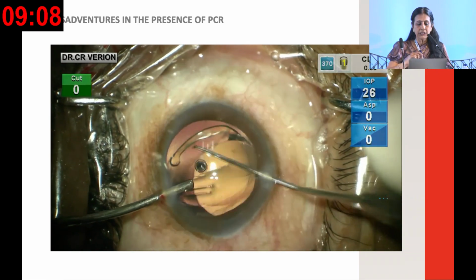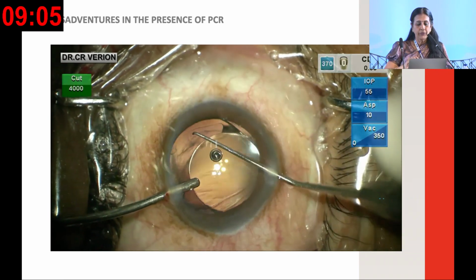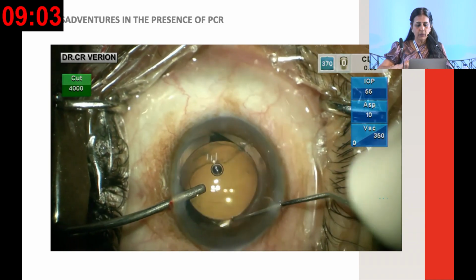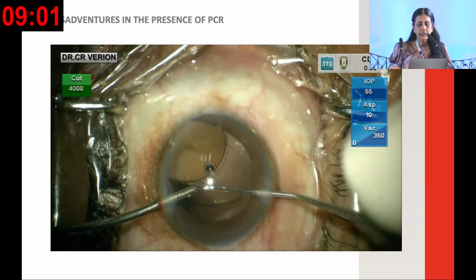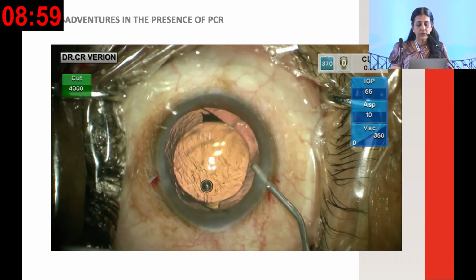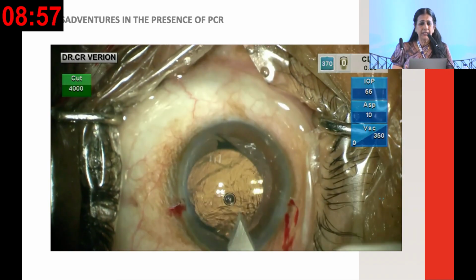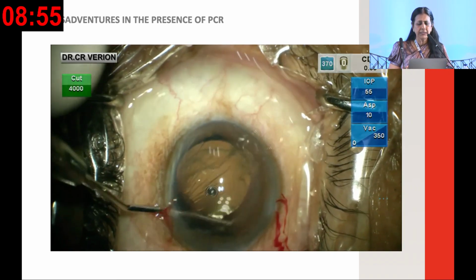bag. So first and foremost, I would get the haptic out: the leading haptic is taken out, and then I get the trailing haptic out. So the plan of action here is, now this is a single piece IOL. So ideally it doesn't make sense to place a single piece IOL in the bag.